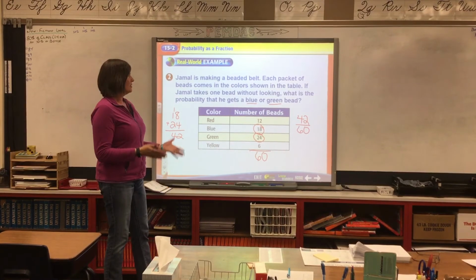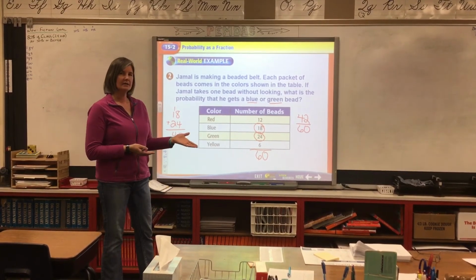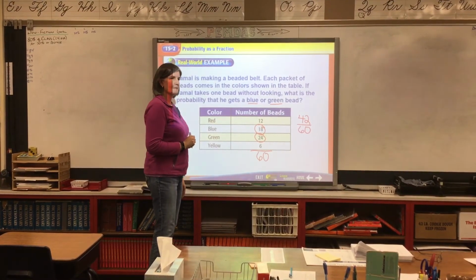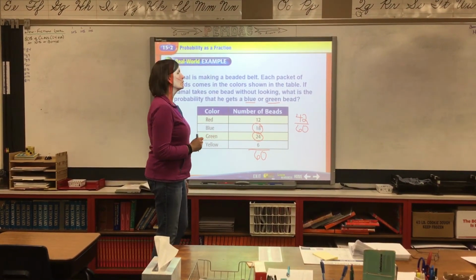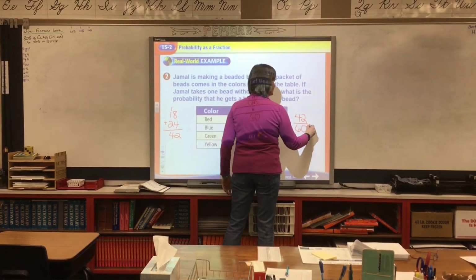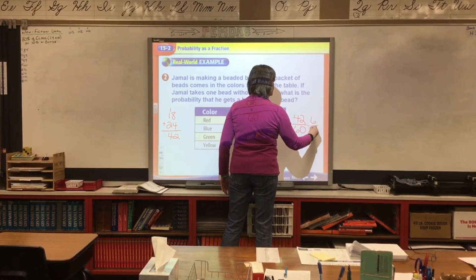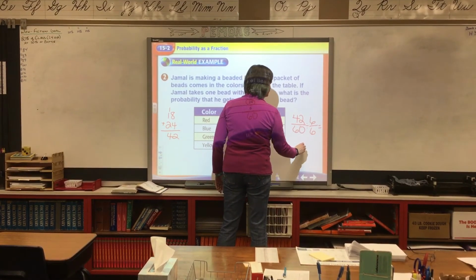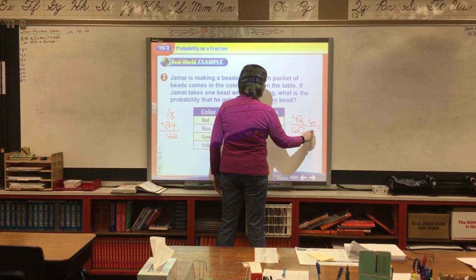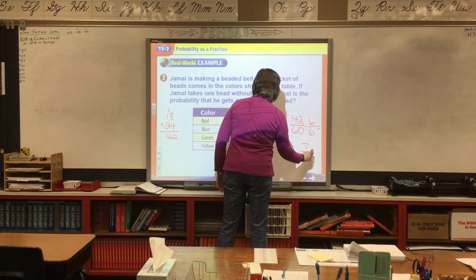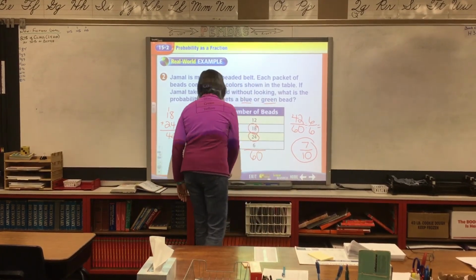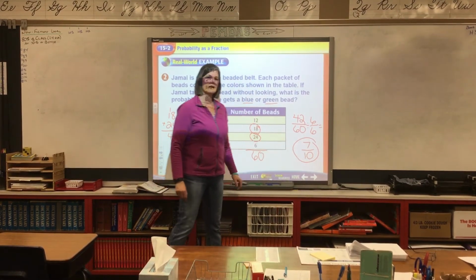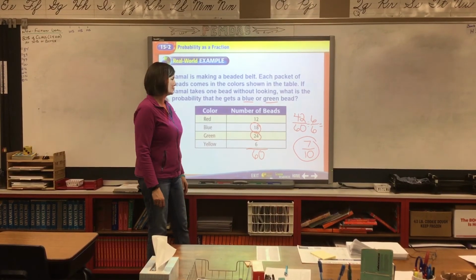Now, that is our probability, but again, it's not written in simplest form. How do we reduce 42 over 60? We're going to simplify. What should we divide both of these by? 6. So we'll divide both by 6. 42 divided by 6 is 7, and 60 divided by 6 is 10. Is 7/10 in simplest form? Yes, it is, and we know it is because the factors of 7 are 1 times 7. 7 is not a factor of 10, therefore it is in simplest form.